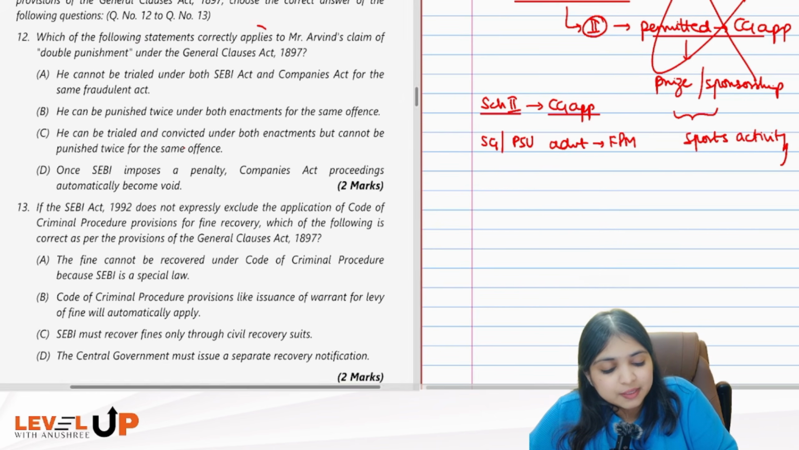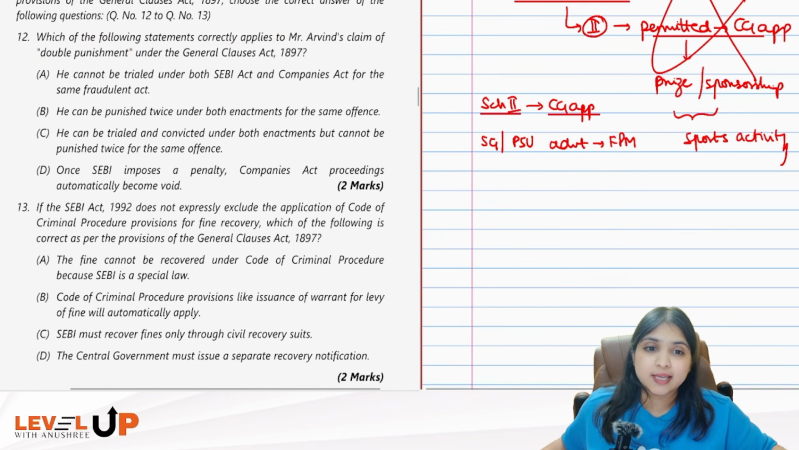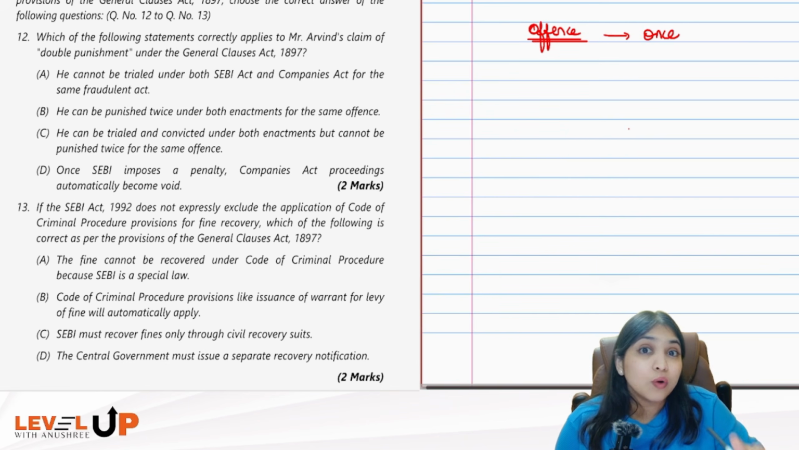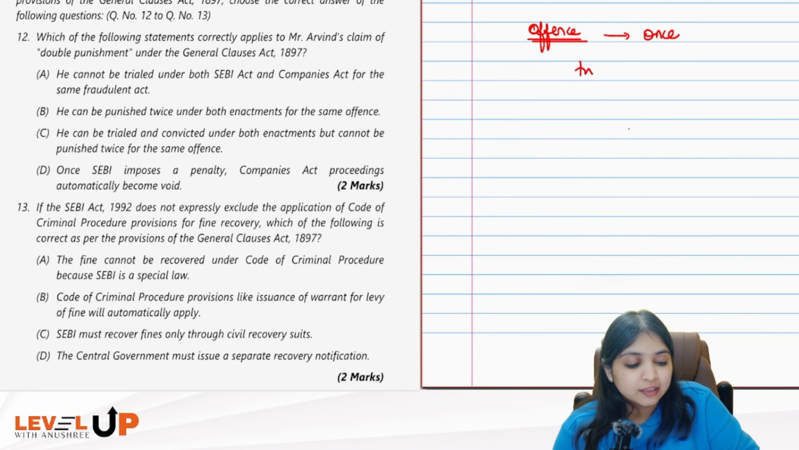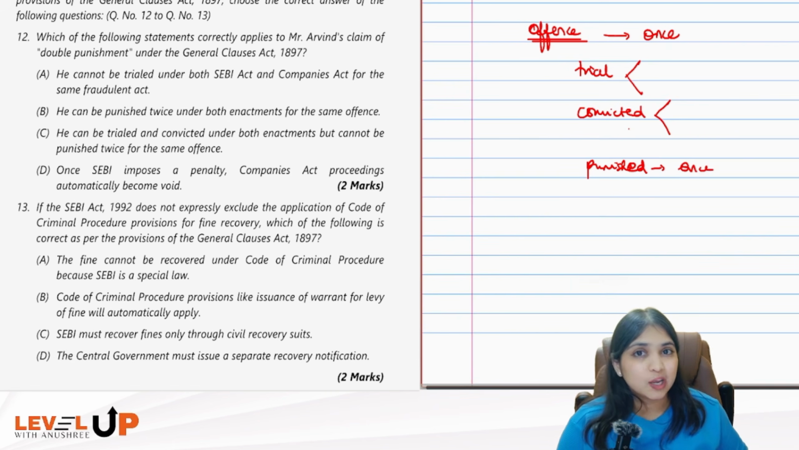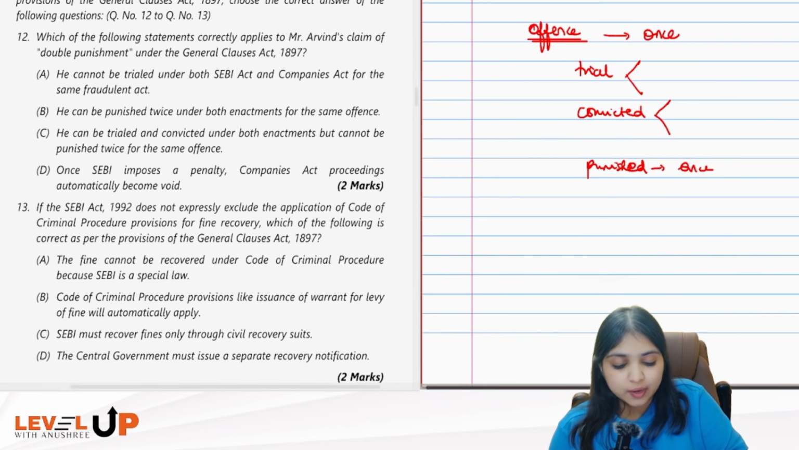Which of the following statements correctly applies to Mr. Arvind's claim of double punishment? Double jeopardy, guys. So General Clauses Act. You must have learned that for one particular offence, you can be punished only once. You should not be punished under two acts for the same offence. But you would have also learned that the trial can be under both the acts, and that person can be convicted under both the acts. But for one particular offence, he can be punished only once. For the same offence, he cannot be punished twice. Keep that in your mind and look at the options.